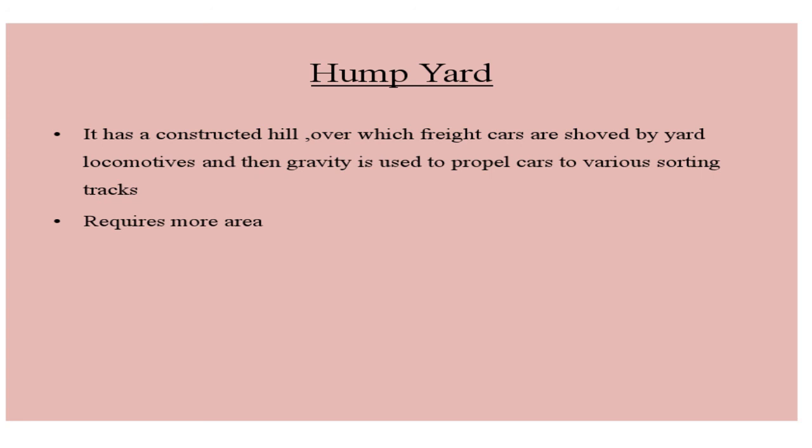So what we do is artificially provide a gradient, or you can say construct a hill, so that you can disconnect the coaches and keep them on the separate tracks which are on the hill. And if you want to connect them, you can make the coaches fall freely from the top of the hill and connect them to the engine. So here also the consumption of power required for the locomotive will be less, and this sorting yard also requires more area. So these are the different classifications for the different types of marshalling yard.